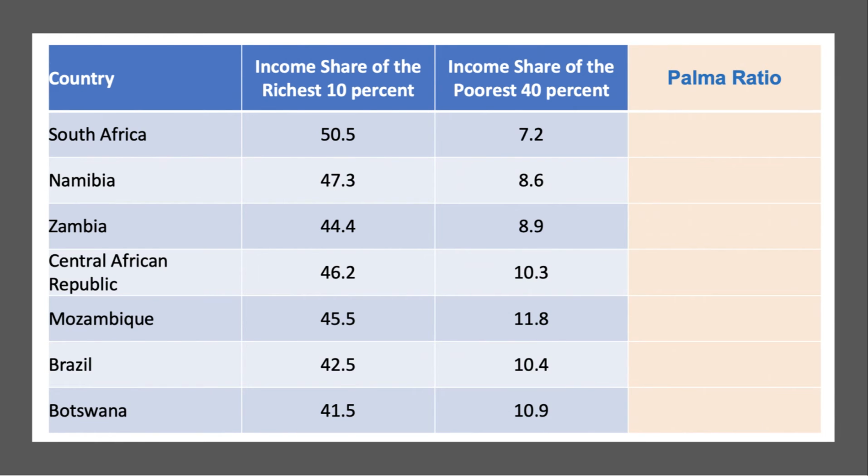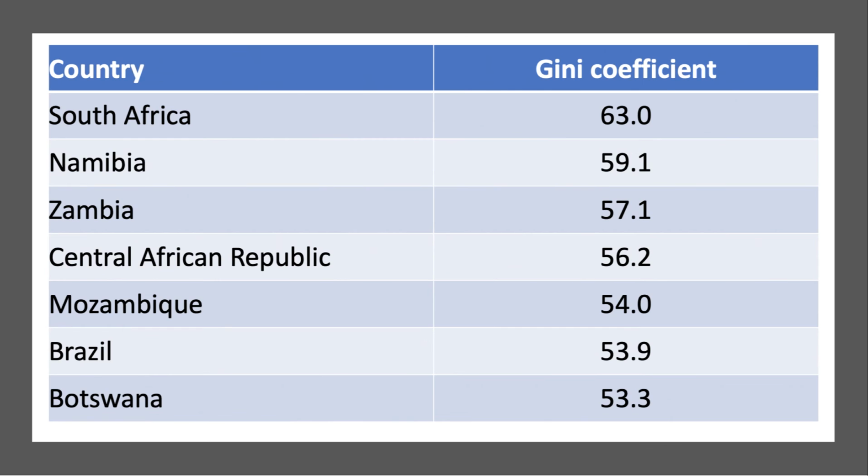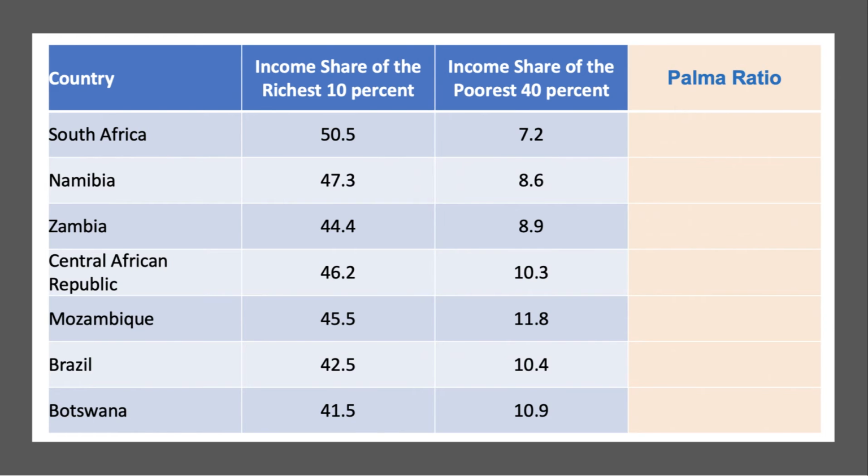What I've done here is take the same countries but give you some more data on the income share of the richest decile divided by the income share of the poorest 40%. If you do that, you get something called the Palma ratio: income of the top 10% divided by the income share of the bottom 40%, in other words, the bottom 4 deciles. And you get a Palma ratio, which in South Africa's case is absolutely enormous.